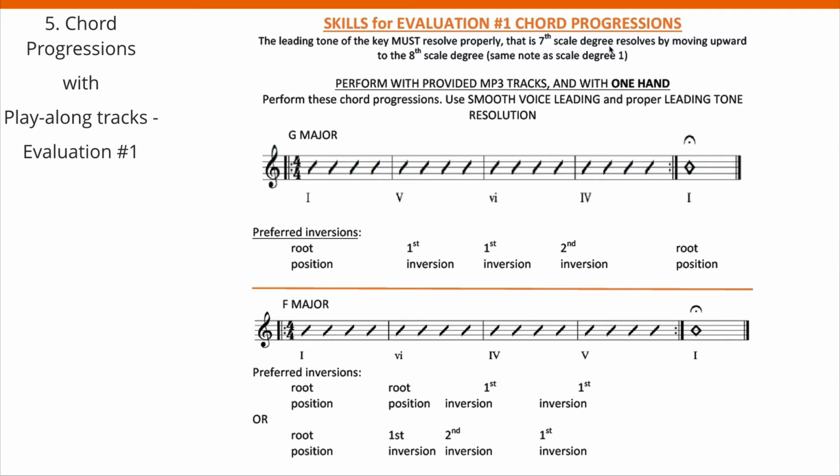That 7th scale degree resolves by moving upward to the 8th, which is really 1. It's 1, but we're at the top of the scale, so it resolves to the 8th scale degree, which is the same note as scale degree 1. It's an important concept in functional harmony that the 7th scale degree resolve upward by half step back to tonic. I'm just going to leave it at that. We'll talk a little more in a discussion that's coming up about functional harmony. So, perform these progressions, use smooth voice leading and proper leading tone resolution. Well, don't worry about that too much. I've given you some options right here. This is the best, easiest option, written out for you. So let's look at G major.